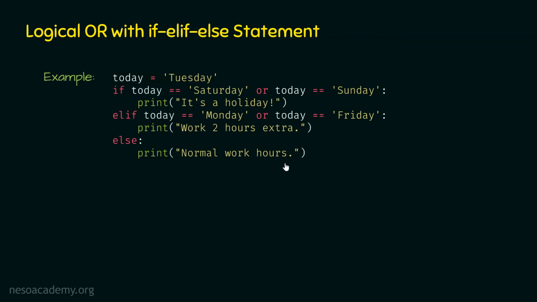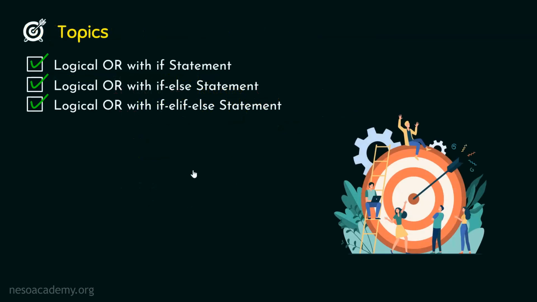So if we run this program, we will get this output, normal work hours, because today is Tuesday and none of these conditions are satisfied. Hence, else block will be evaluated. Therefore, normal work hours is printed. I hope the concept is completely clear how to use logical OR with if-elif-else statement. This means that we are done with all the topics of this presentation.